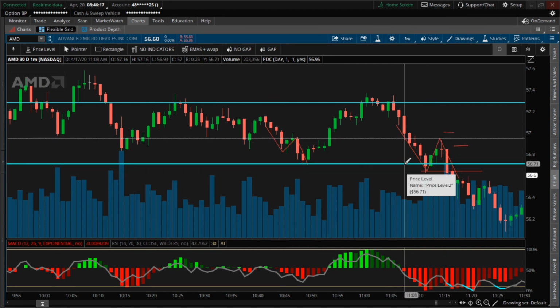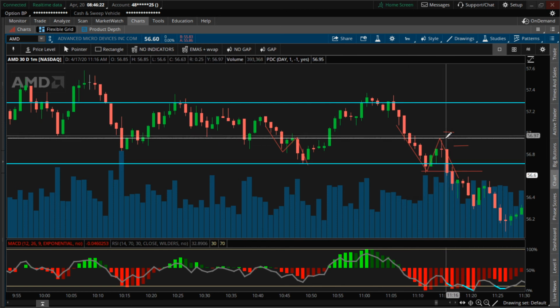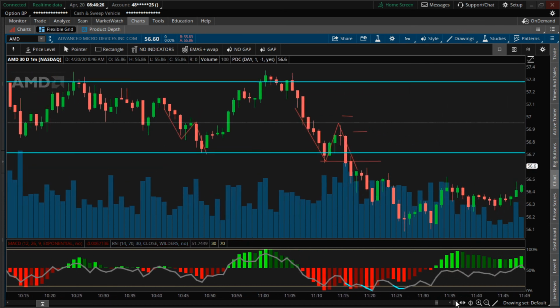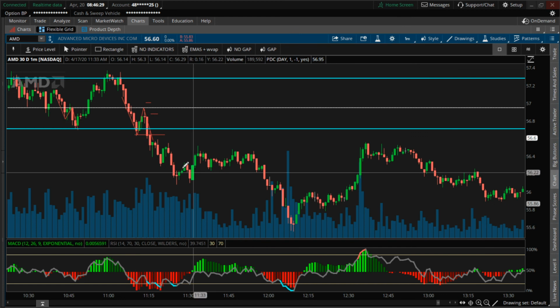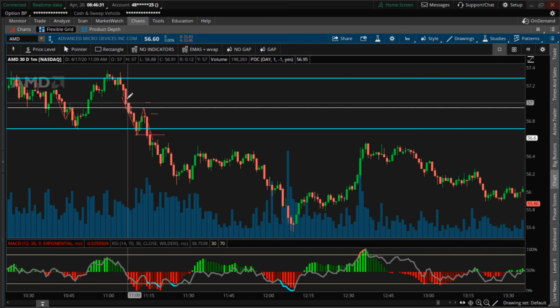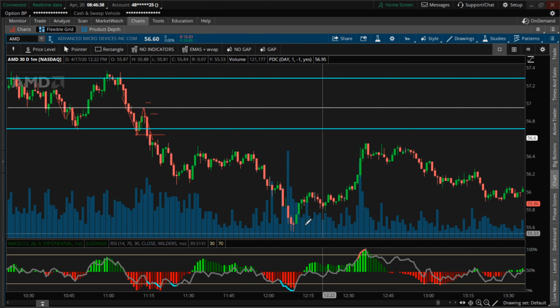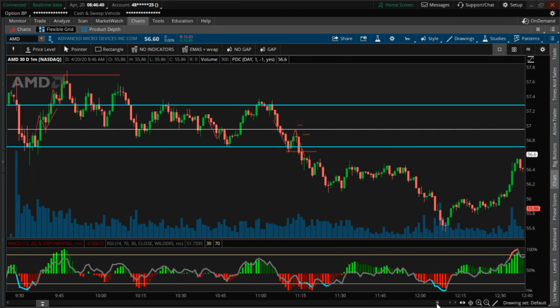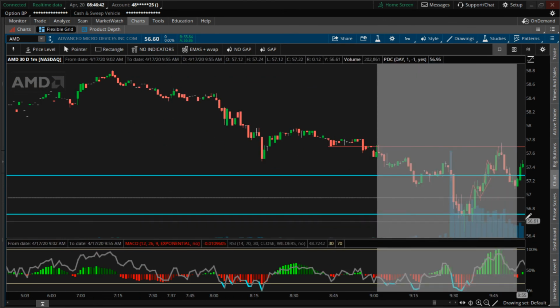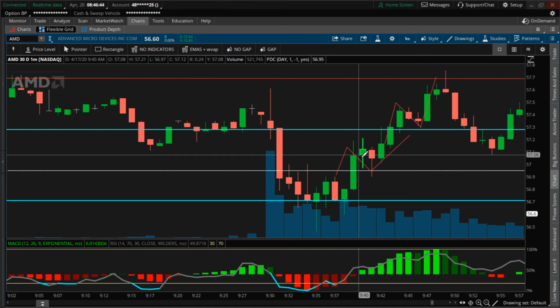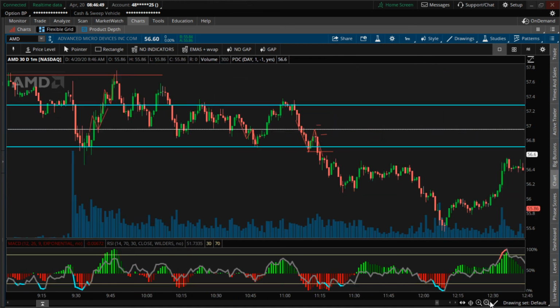You could have either entered, if you wanted more confirmation, at the break of support right here, or you could have entered up here and had a tight stop loss. Really up to you. But this is a beautiful trade, and a perfect example of the previous close. It sold off, pushed back up to the previous close, turned the previous close into resistance, and sold off. And I showed you the opposite of that, when the stock pushes above the previous close, turns the previous close into support, and then pushes up. It's the same thing as far as the retest strategy.